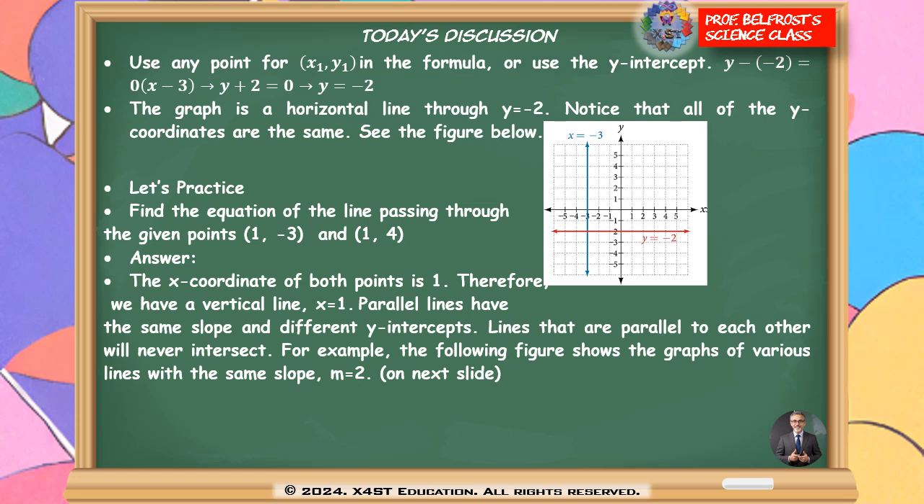So parallel lines have the same slope and different y-intercepts. Oh, this is actually a new topic. Lines that are parallel to each other will never intersect. For example, the following figure on the next slide will show you the graph of various lines with the same slope, which is equal to 0.